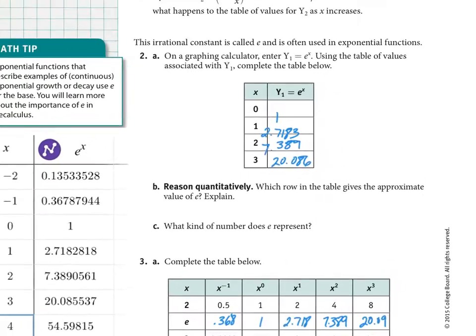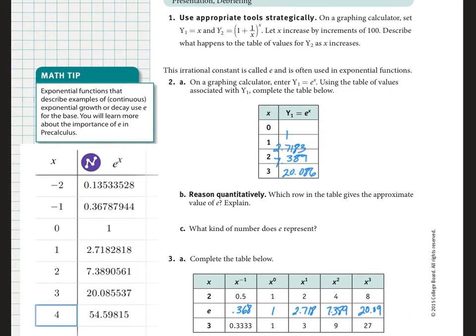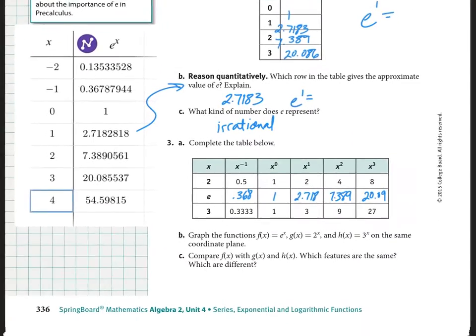So first off, it says which row gives the approximate value of E? Well, anything to a 1 power is going to remain the same. So when we look at this table, the E value to the 1 power is 2.7183, and it's actually an irrational number. You can see there's several of those. The explanation is that's what E to the 1 power is equal to. As I just said, E is a representative of an irrational number, a non-terminating, non-repeating decimal, kind of like pi.